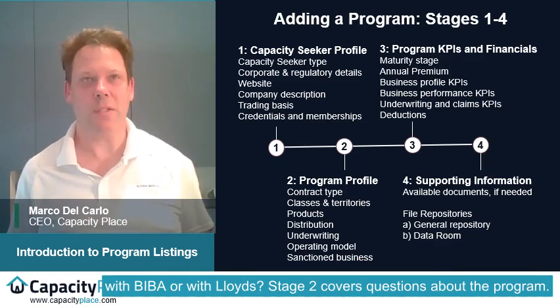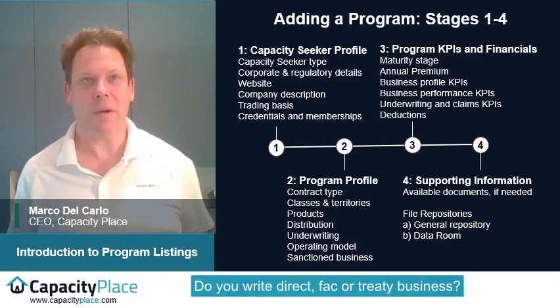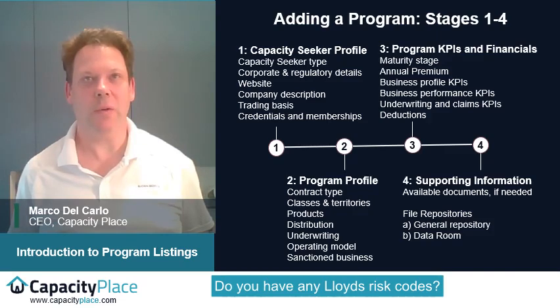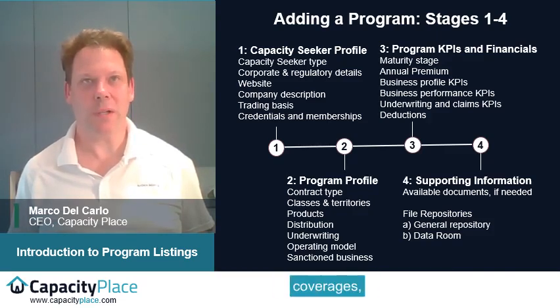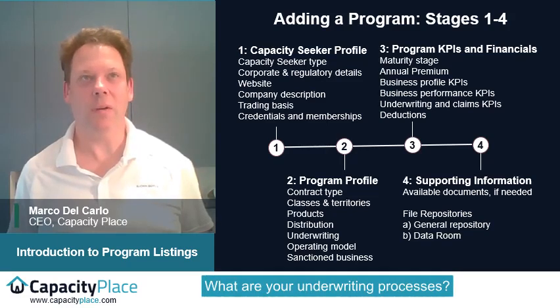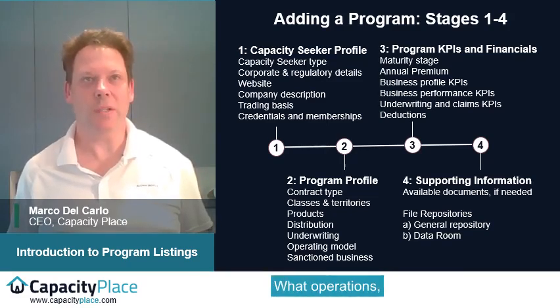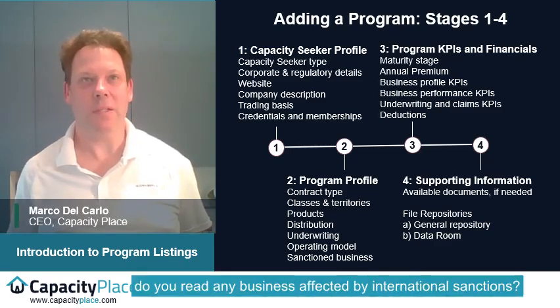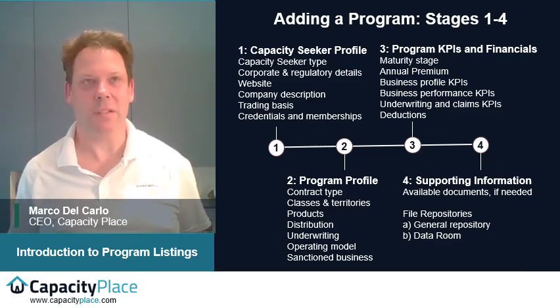Stage 2 covers questions about the program. Do you write direct, FAC, or treaty business? What classes and territories are covered under the program? Do you have any Lloyd's risk codes? What products, coverages, limits, and deductibles are you offering? What are your underwriting processes? What operations, systems, and controls do you have in place? And then finally, do you write any business affected by international sanctions?